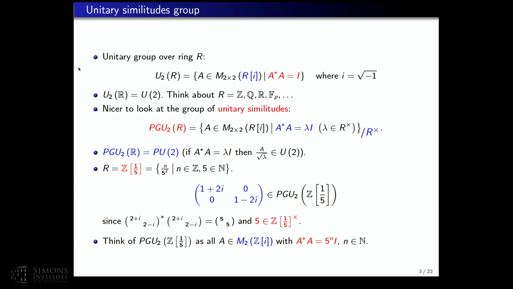So what you should think about is that this R here allows me to clear denominators. I don't need to divide by 5. I can multiply everything by 5. So think eventually about this ring, about this group, as all the matrices in the Gaussian integers, because I can always clear the denominators, and which have this property that A star A is some power of 5. And feel free to ask questions.